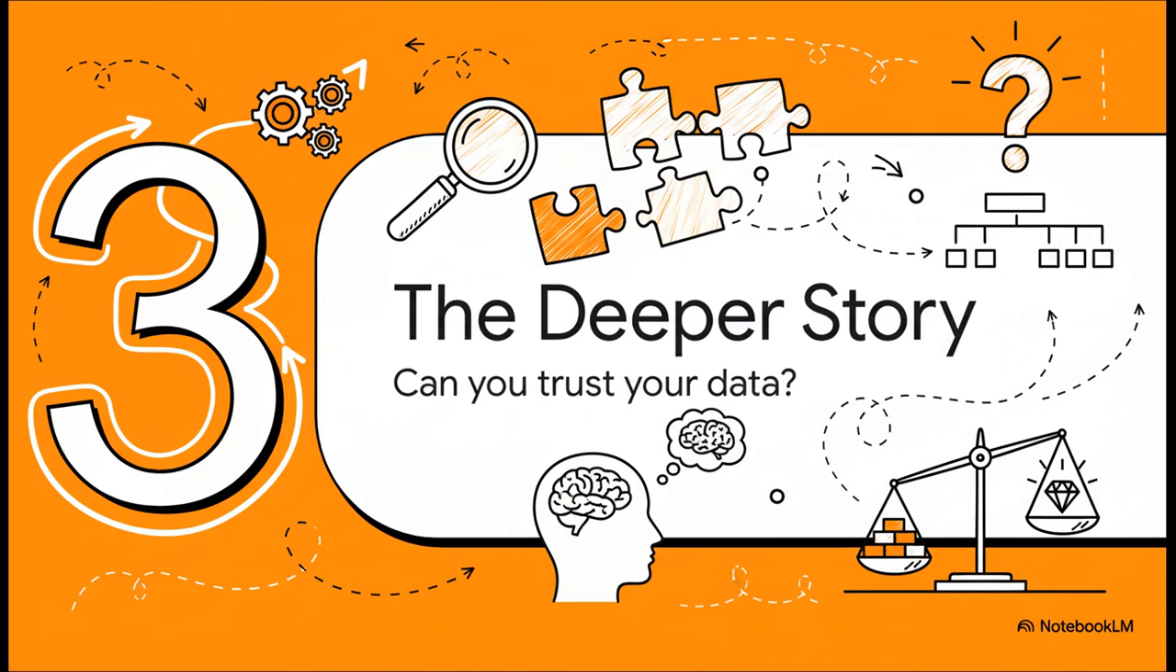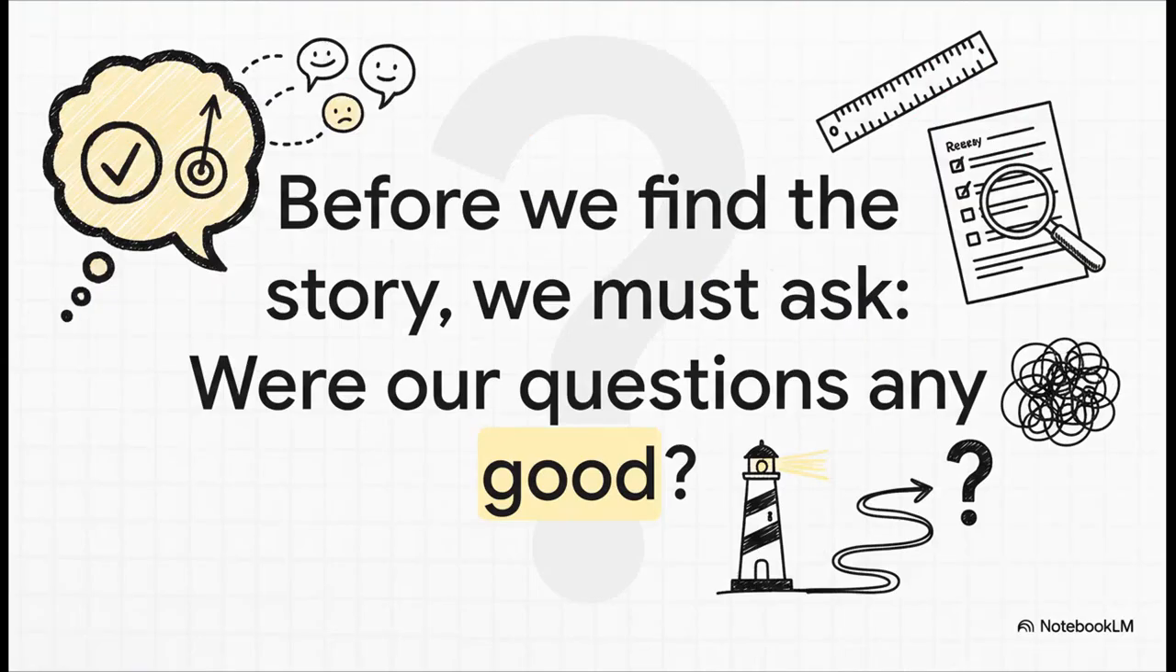In phase 3, we're going beyond just counting things. We're asking a much, much deeper question. Can we actually trust the story our data seems to be telling us? And really, it all boils down to this one fundamental gut check. Before we get all excited about our findings, we have to stop and ask, were the questions we wrote any good in the first place? I mean, were they actually designed well enough to measure what we hoped they would measure?